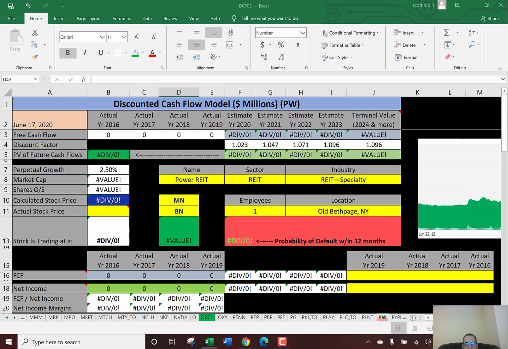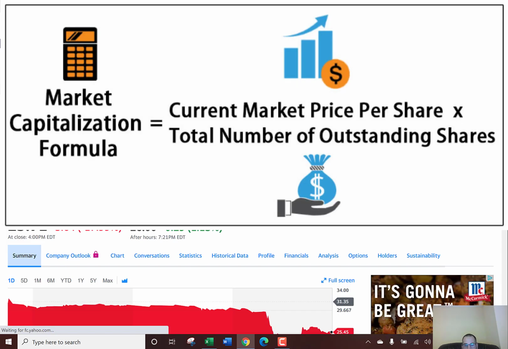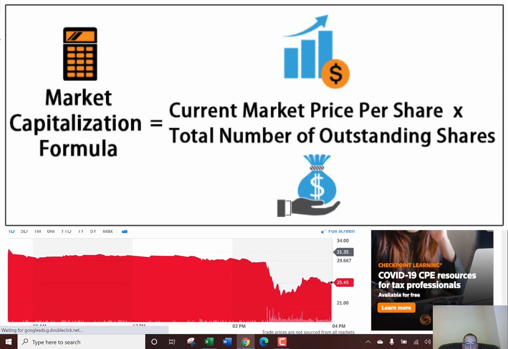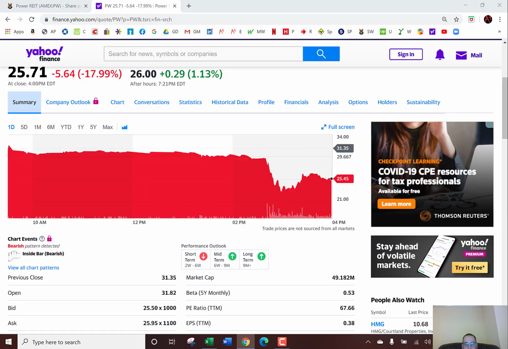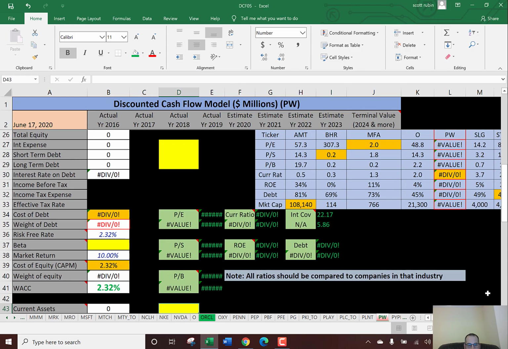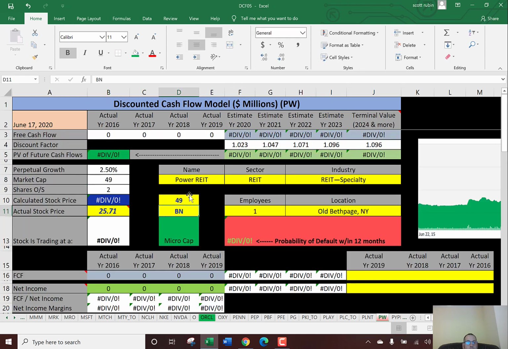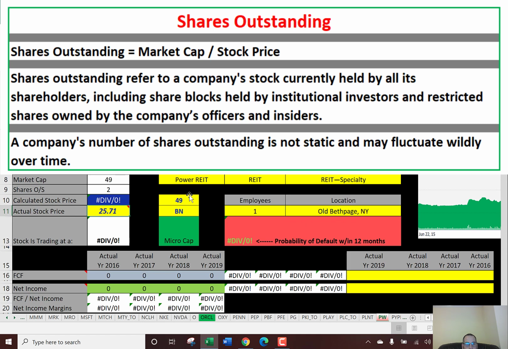First, we need the market cap. And that's the value of the company according to the stock market, $49.2 million. It's a really small company. So now we can figure out the shares outstanding because it's the market cap divided by the stock price, 2 million shares outstanding.